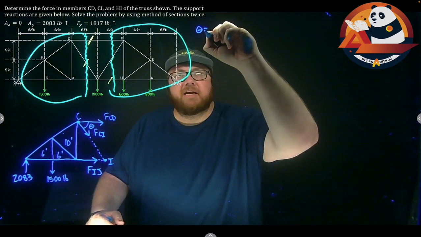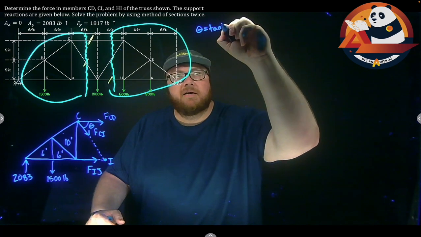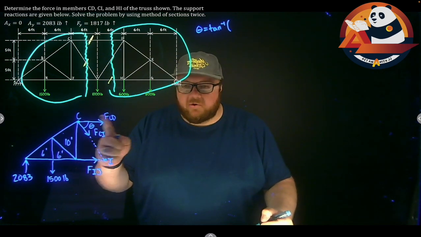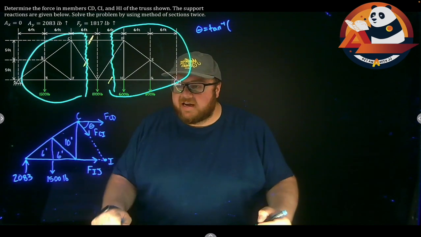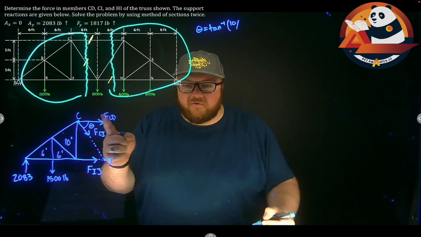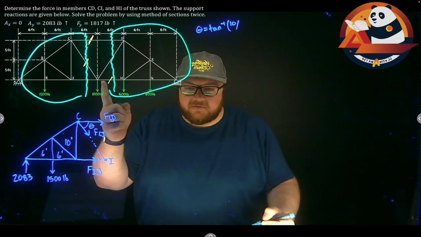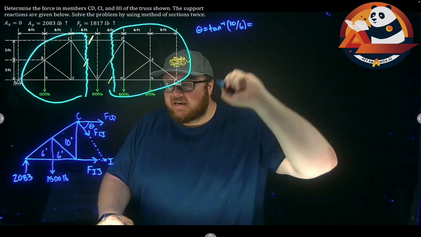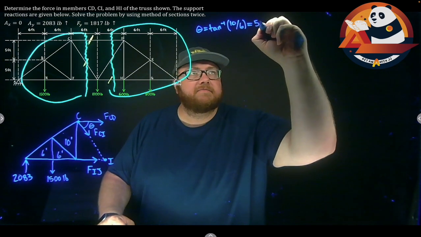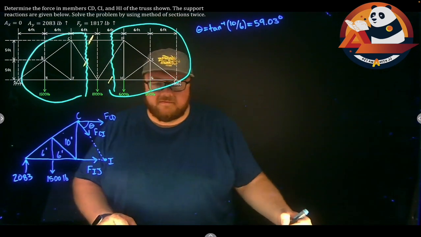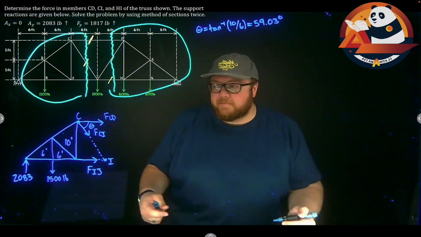Theta should be the inverse tangent of opposite over adjacent. The opposite to this angle would be the vertical. We drop down 10 feet, 10. Divide by adjacent, how far over, remember CI goes from C to I, 6 feet. The inverse tangent of 10/6 is 59.03 degrees. From there, I can start applying equilibrium equations.